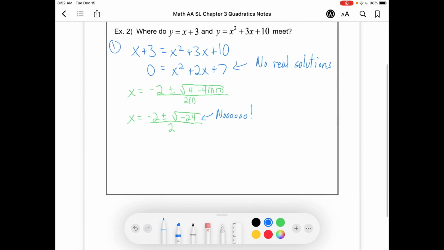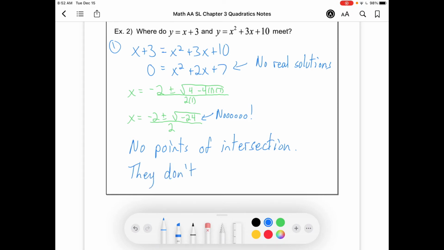What does that mean about these two functions? If the equation that happens when you equate them has no real solutions, then these functions have no points of intersection. Or in other words, you could say they don't meet.